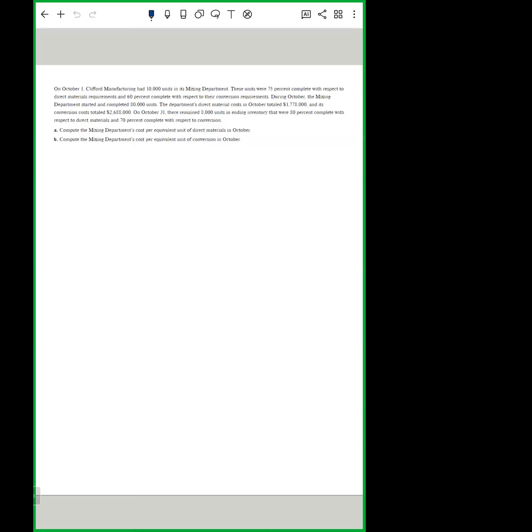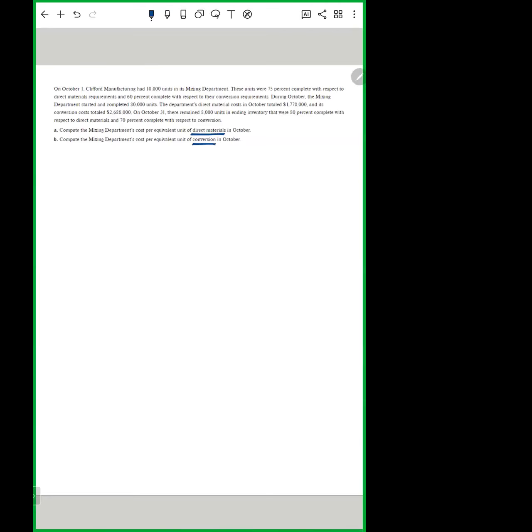That's written on there twice. I think that should say compute the mixing department's cost per equivalent unit. Oh yeah, and of direct materials. Sorry, I did the wrong thing. Of direct materials and then for conversion.